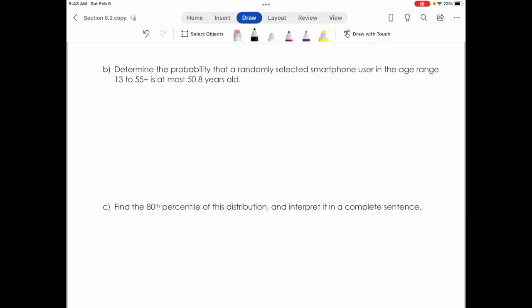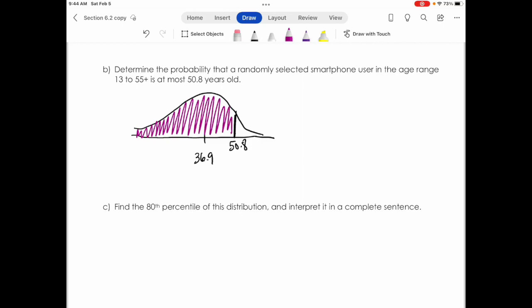Looking at part B, it says determine the probability that a randomly selected smartphone user is at most 50.8 years old. At most means we want that to be the highest value. So we're looking for this probability here. Now remember, when we're putting in our upper and lower bounds, if we're dealing with infinities, we always use 1e99, or if it's minus infinity, we use negative 1e99 on the calculator.